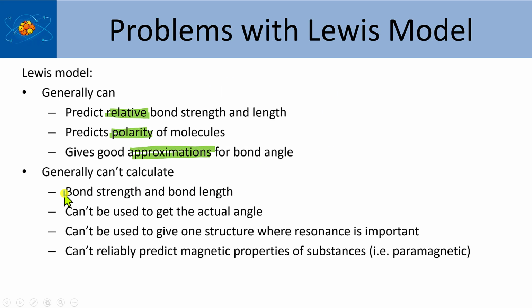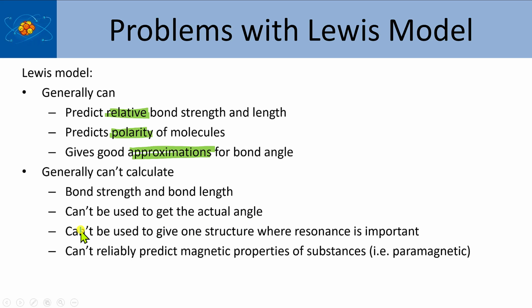You really can't calculate the actual bond strength or the bond length. So it doesn't really have that kind of predictive power, and it can't be used to get the actual angle. It turns out the angles that were given, we sort of hand wave, like, oh, for water, the angle is 104.5 degrees, and then we sort of hand wave this because the lone pairs of electrons take up more space. But it can't actually be used to get the actual angle. We just have to measure it and try to understand why the angle is the way it is.